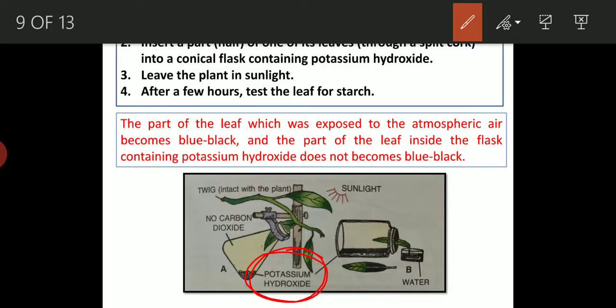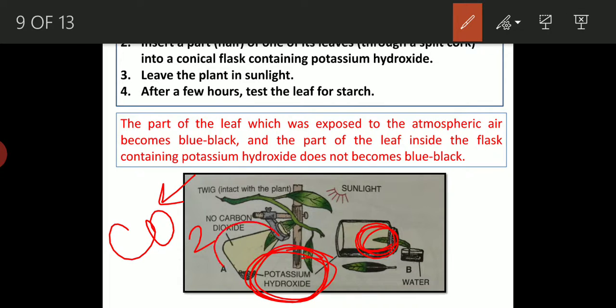This experiment is very, very important from the ICSE point of view. Often this experiment comes in the board exam. Why? What is the role of potassium hydroxide? Why did the portion of the leaf which is present inside the conical flask not become bluish black? Why? Because potassium hydroxide actually absorbs carbon dioxide. This potassium hydroxide absorbs carbon dioxide.